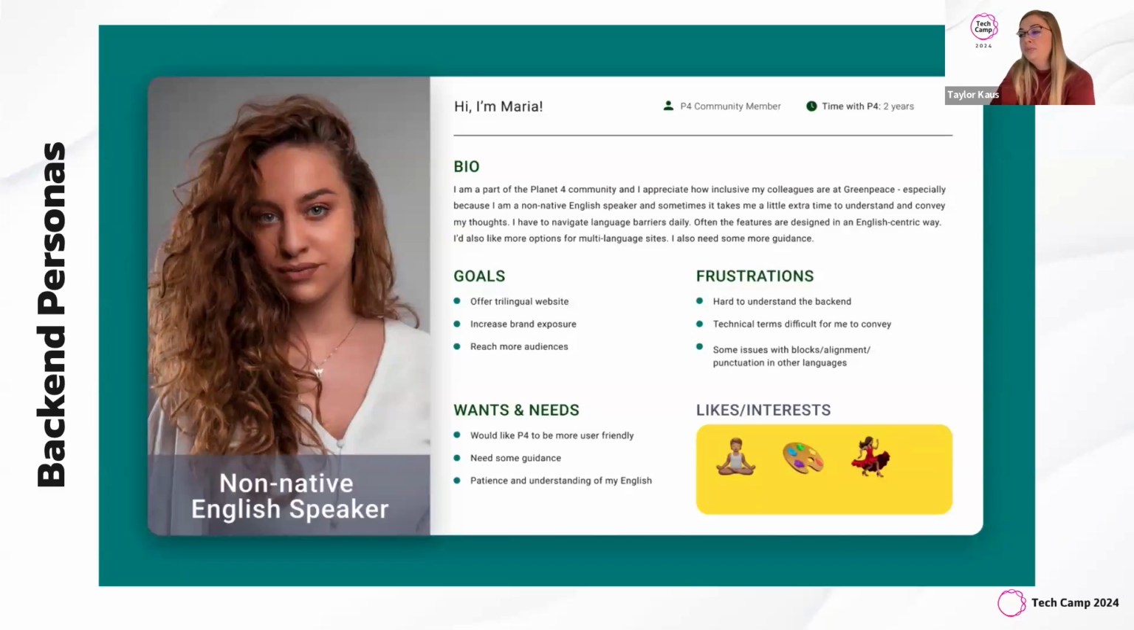My goals include offering a trilingual website, increasing brand exposure, and reaching more audiences. Frustrations include hard to understand the backend, technical terms difficult for me to convey, and some issues with blocks alignment and punctuation in other languages. My wants and needs, I would like Planet 4 to be more user-friendly. I need some guidance, some patience and understanding of my English. My likes and interests include yoga, painting, and dancing.